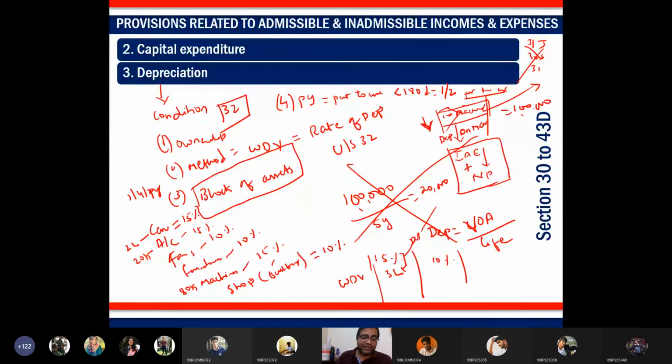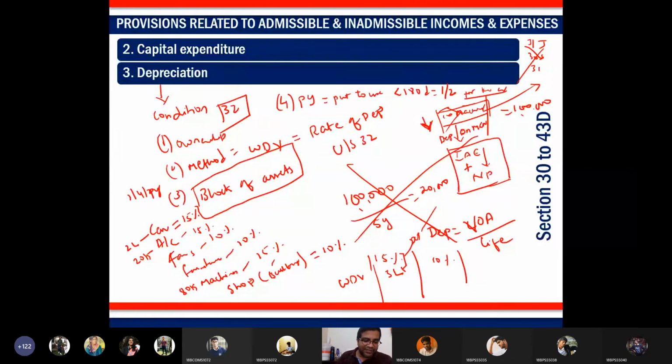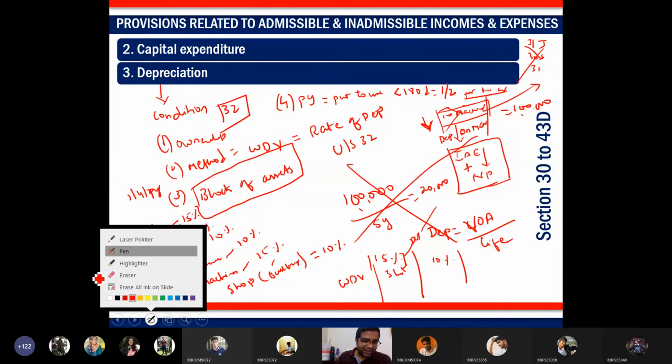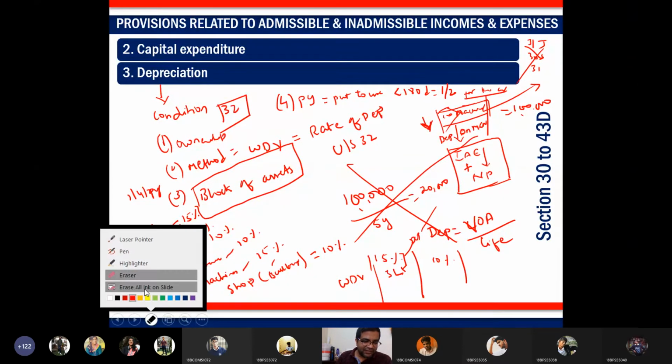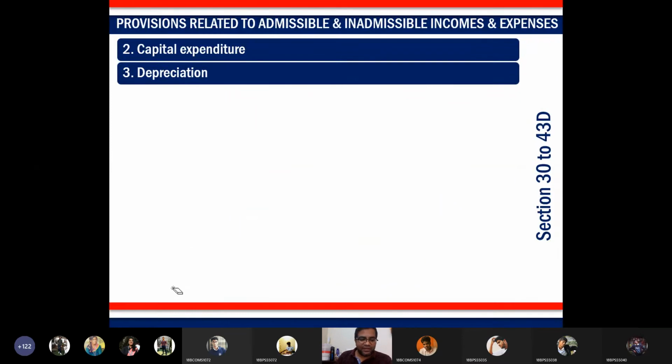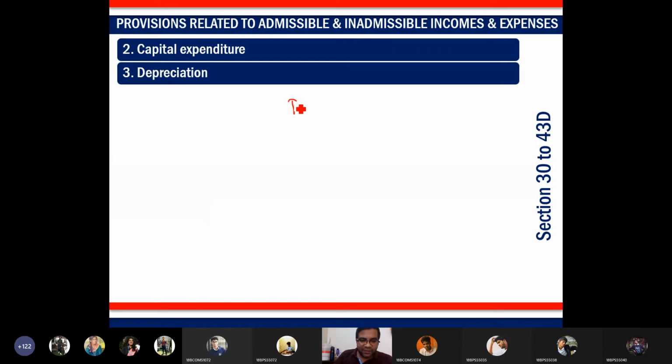Now, there are some more important things you have to remember pertaining to depreciation. This depreciation is not that easy. It has some critical elements. Let me tell you what you have to do. Let's say this is our profit and loss account, with the debit side and the credit side. Depreciation amount is given.